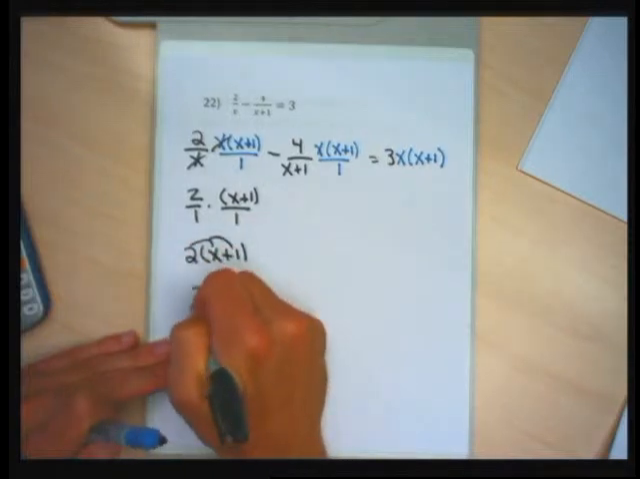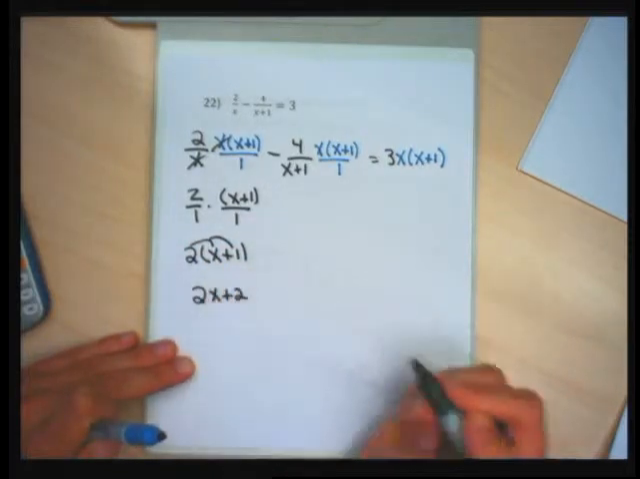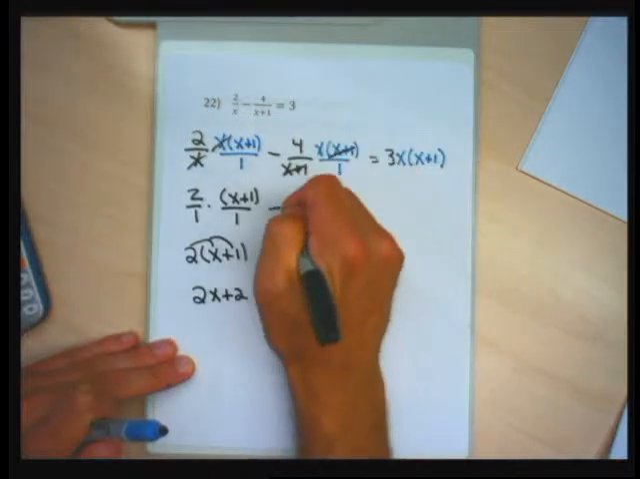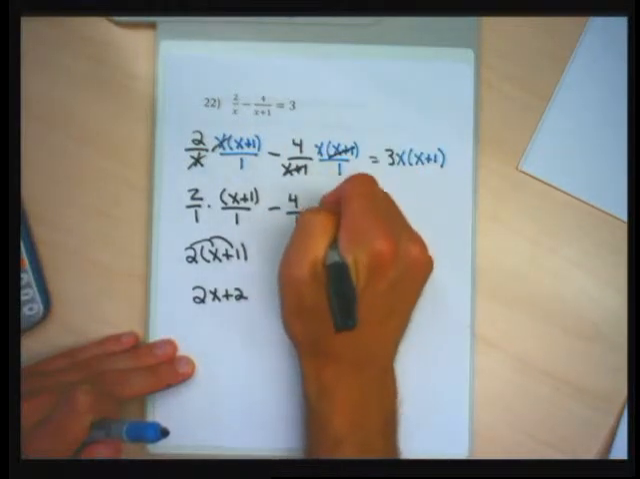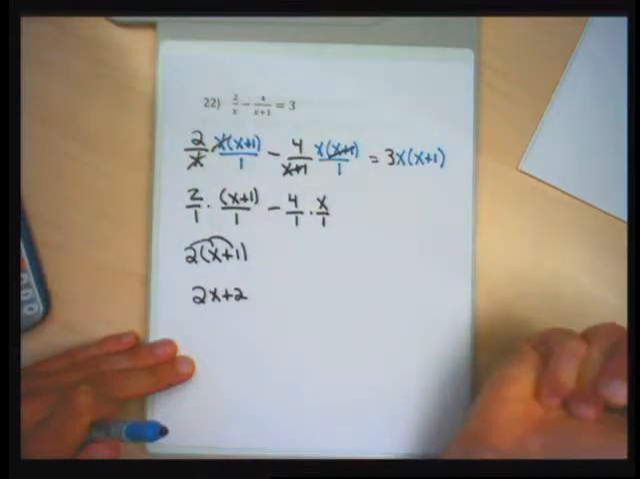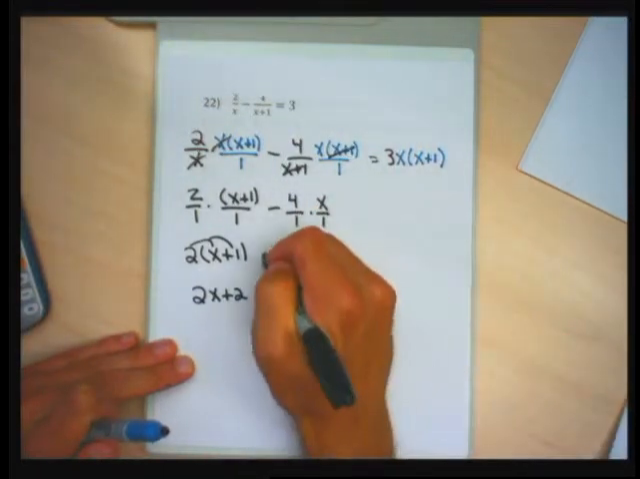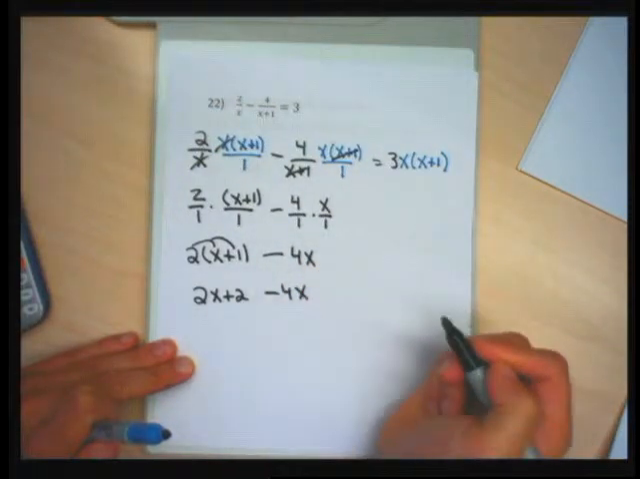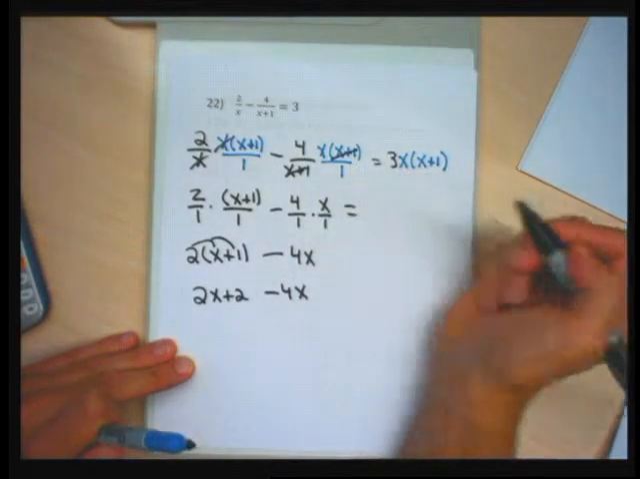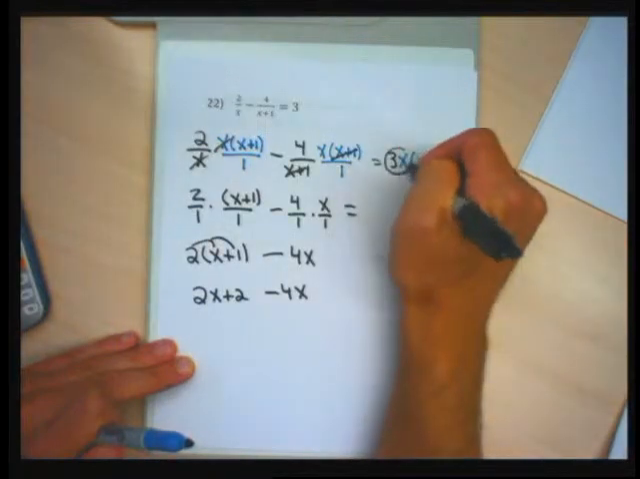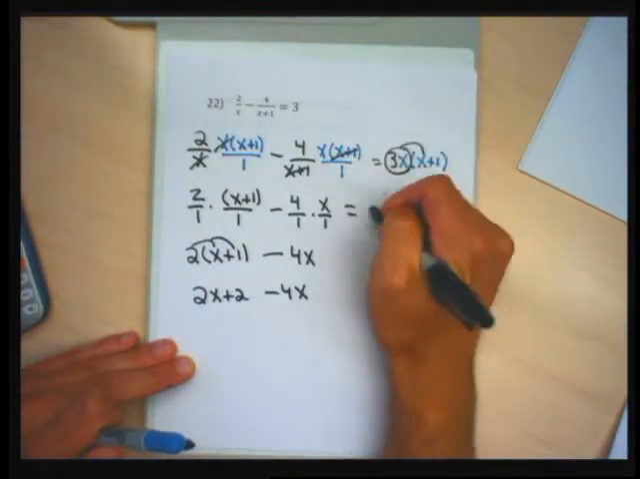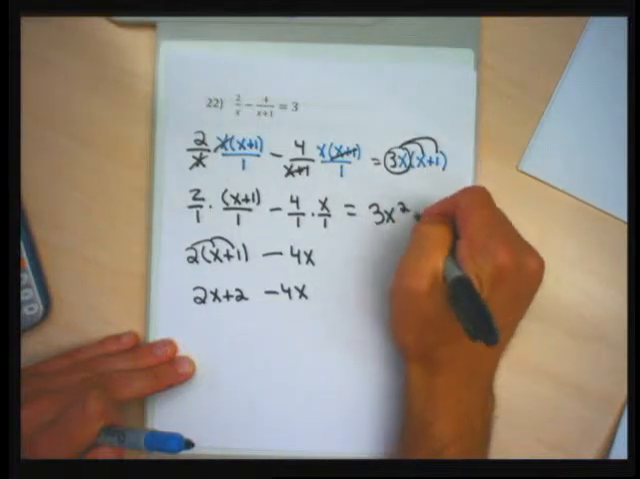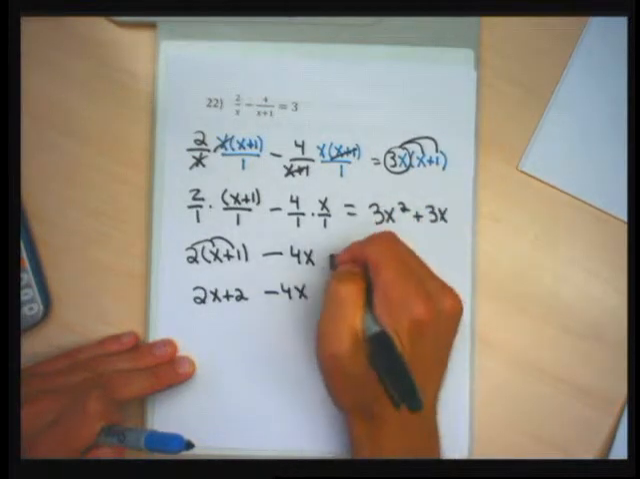Clear the parentheses and get 2x plus 2. Next piece, x plus 1's cancel. I'm left with minus 4 over 1 times x over 1. Don't need the over 1's, but I do need the minus sign, and I need the 4 and the x. To the right of the equal sign, nothing cancels, but I have to multiply 3x times x and get a 3x squared, 3x times 1 and get a plus 3x.